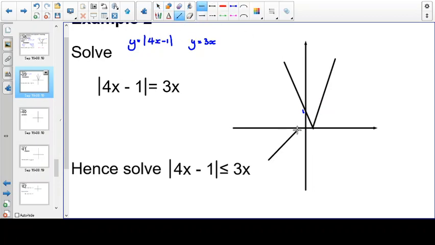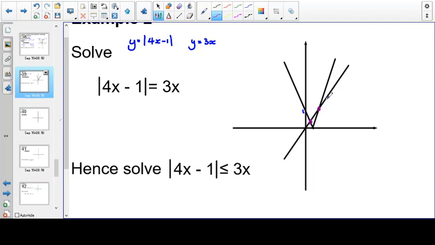So you need to think about the fact that this line is going to cross the modulus graph twice. Let's see if I can manage it like that. Okay, by making the slope of this less than this, we've now actually got 2 points of intersection, one there and one there.